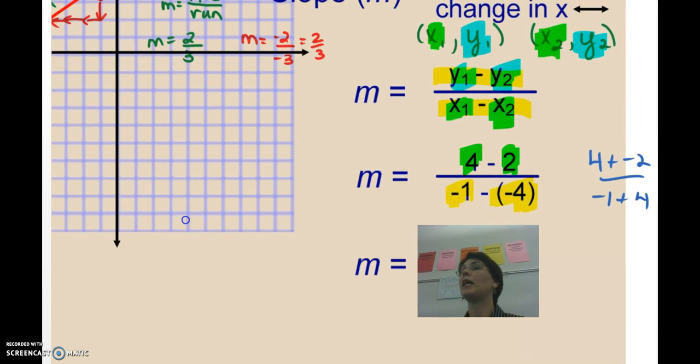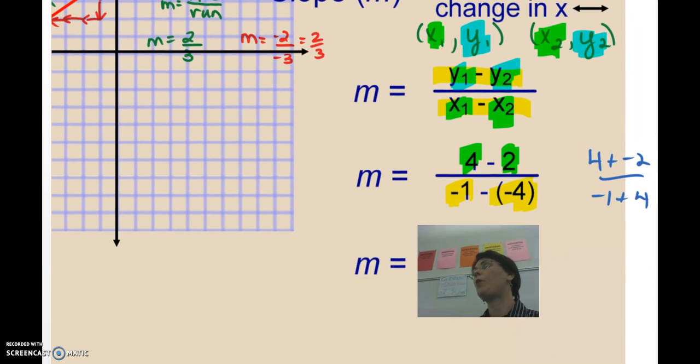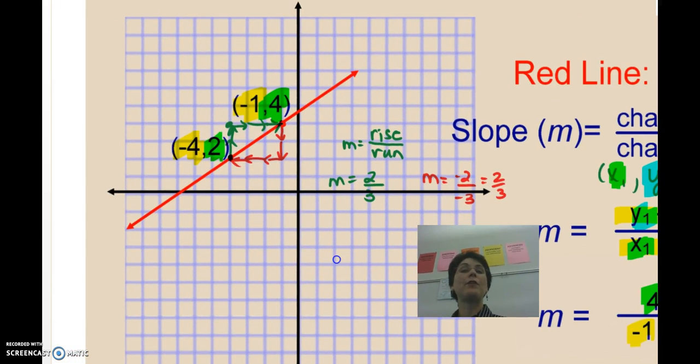So those are two different techniques for finding the slope depending on what you're given. So if you're given the graph, you can just count like we did and do rise over run.